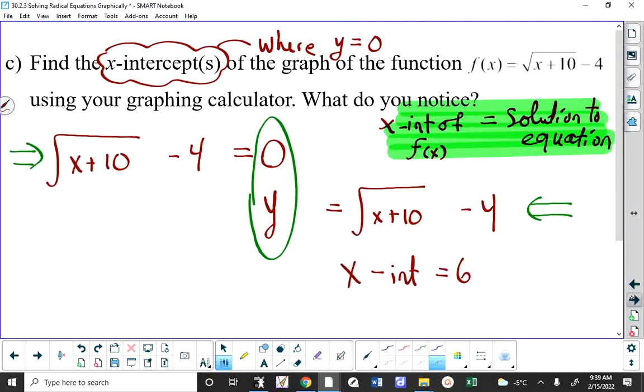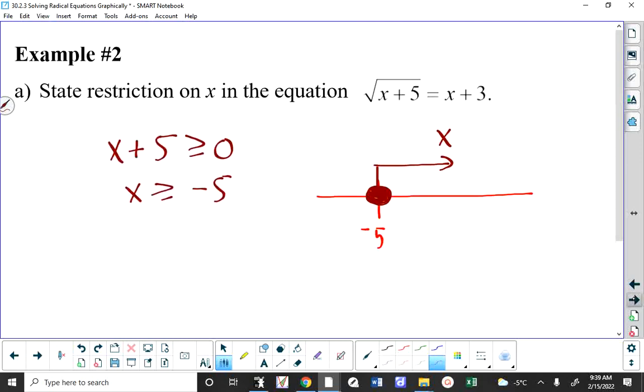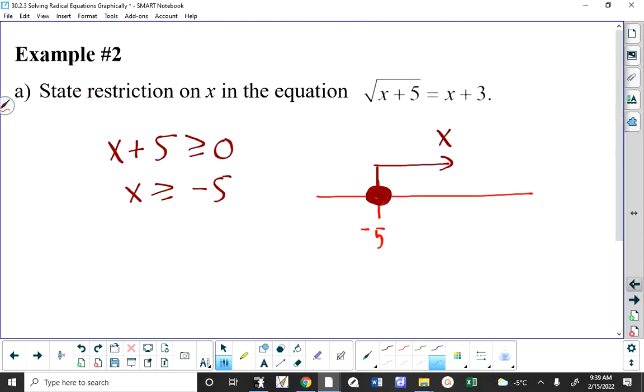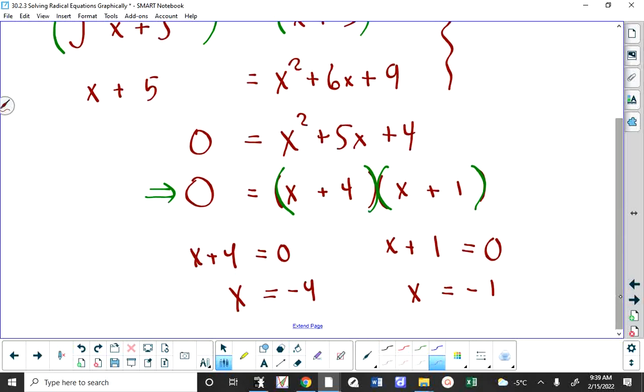If we take a look at these two solutions, what did we get? Negative 1 and negative 4, right? Where are negative 1 and negative 4? Negative 4 is here. Negative 1 is here. These are both numbers that are in this domain, right? But let's check them now against the original equation, which is what we have to do. We have to check for extraneous roots.